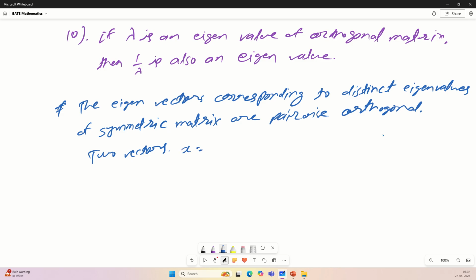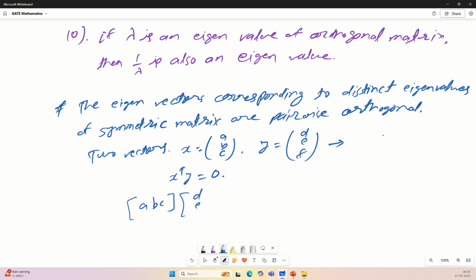One is x, which is going to be a, b, c, and one other one is, let's say, y, the eigenvector, which is going to be d, e, f. Okay. Then what will happen? They will be orthogonal when x transpose into y will be 0. It means a, b, c multiplied with d, e, f is going to give us 0. It means what? If you multiply them, what will happen? ad plus be plus cf is going to be equal to 0. So then it will be called orthogonal.